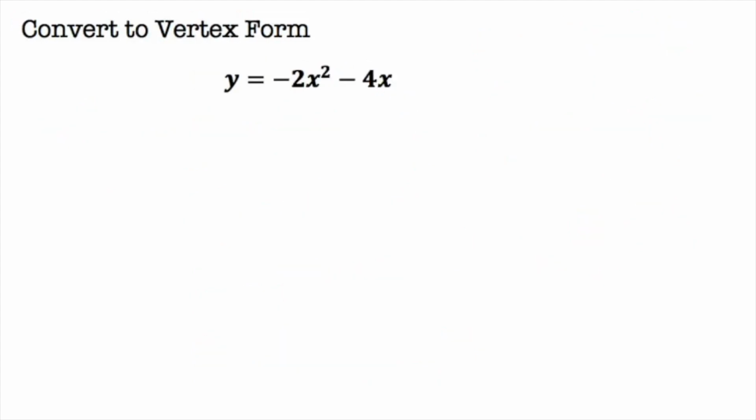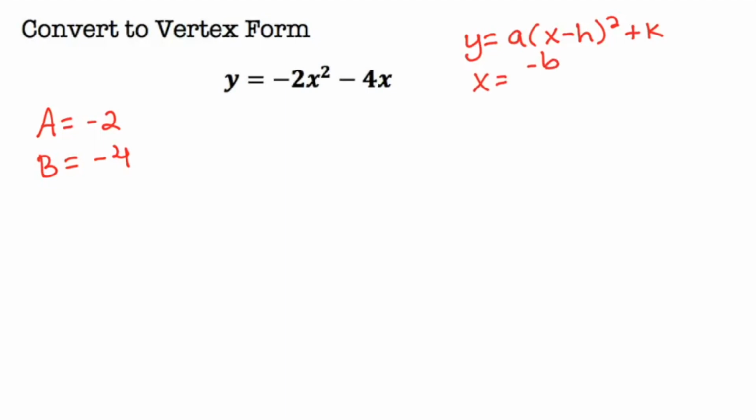All right, now we're rolling, zooming through these. So we have a equals negative 2, b equals negative 4. There is no c. Our formulas are y equals a(x minus h)squared plus k, and x equals negative b over 2a. So we're using the opposite of b, which is 4 over 2 times negative 2, and that's our vertex formula that equals x. So now we have 4 over negative 4, which is negative 1.